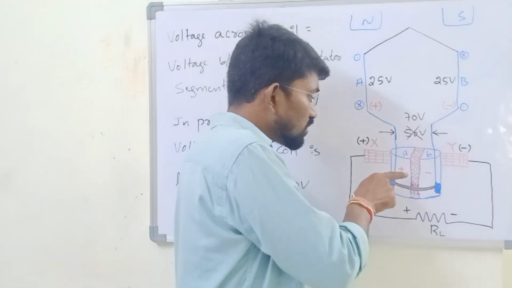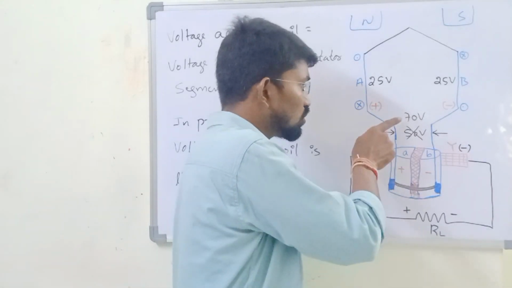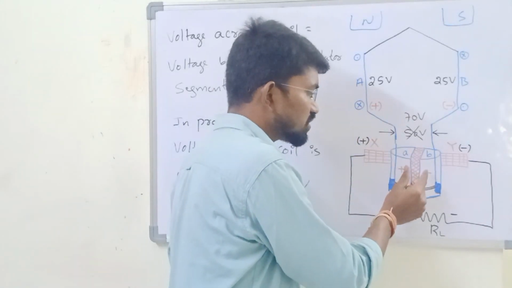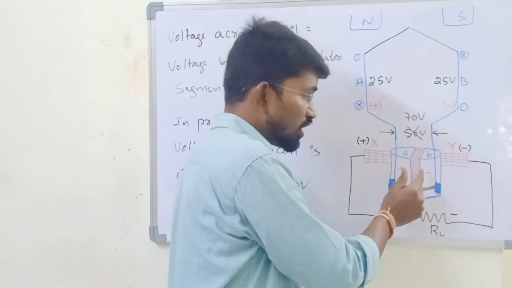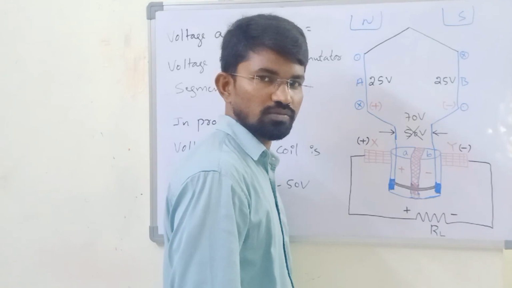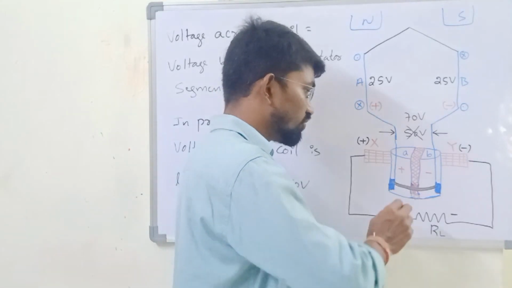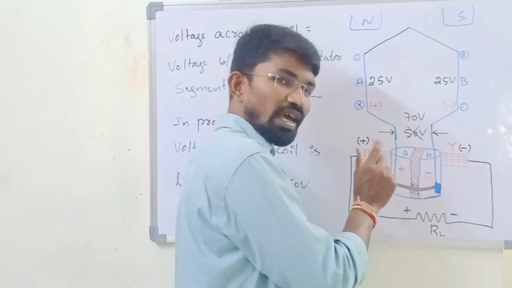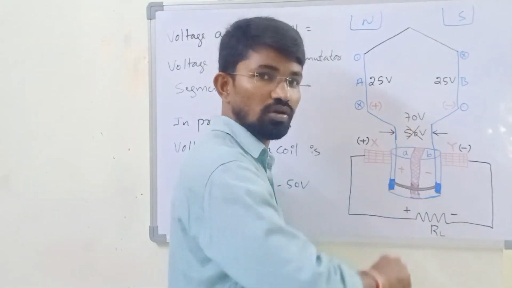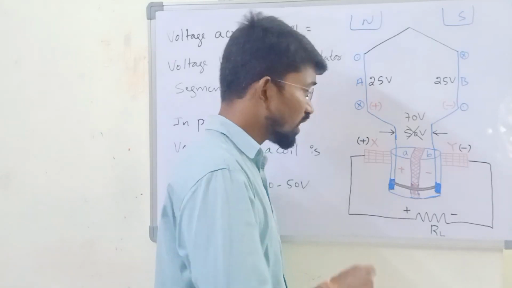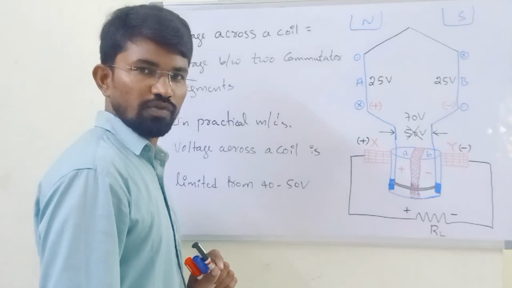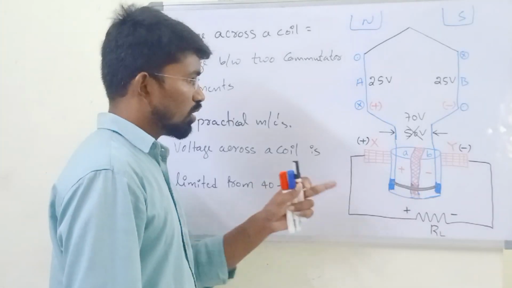Now without damaging this insulation, if I want to induce more voltage over here, what do we need to do? We need to increase the width of this insulation. If you increase the width of the insulation, the commutator action will get more complex. Therefore this insulation width has a limit. When the insulation width has a limit, that insulation voltage also has a limit. And in practical machines, that voltage is limited to 40 to 50 volts. Yes or no?